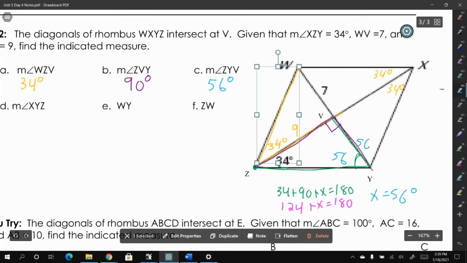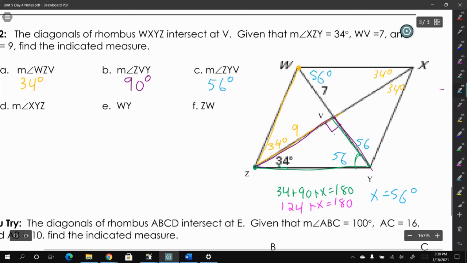So I'm going to write this down in all of these, just so we have it. Letter D says the measure of angle XYZ. XYZ is that whole angle there. So we're going to do 56 plus 56. And that's going to give us 112 degrees.